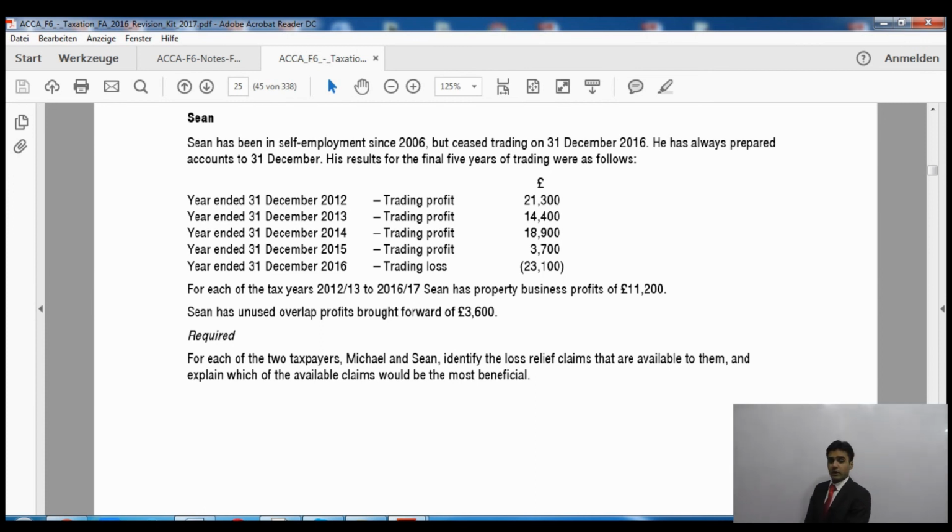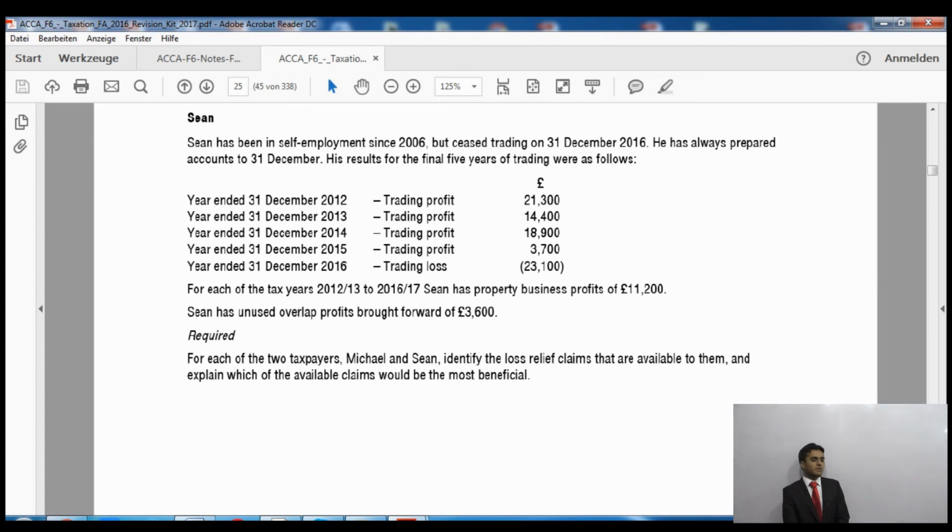And in the final year, in the final 12 months of the trade, he has incurred a loss, which means it is a terminal loss. Why terminal loss? Because it is a loss of the last 12 months of the trade. Just beneath that, it says for each tax year he's got property business income of 11,200, and that Sean has unused overlap profits of £3,600. Please remember, as I said earlier, these overlap profits will be added to the losses, so it will be added to the terminal loss. However, if it had been profit, then we would deduct it. So it will be 3,600 plus 23,100. That will be our loss in the last 12 months of the trade.